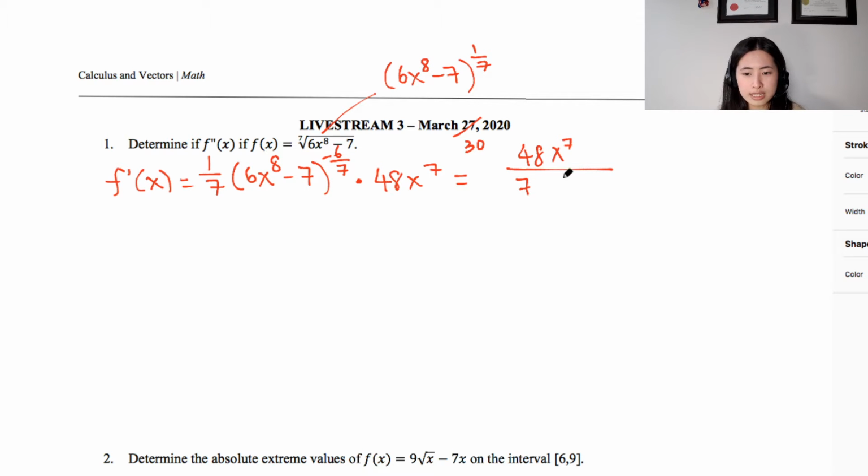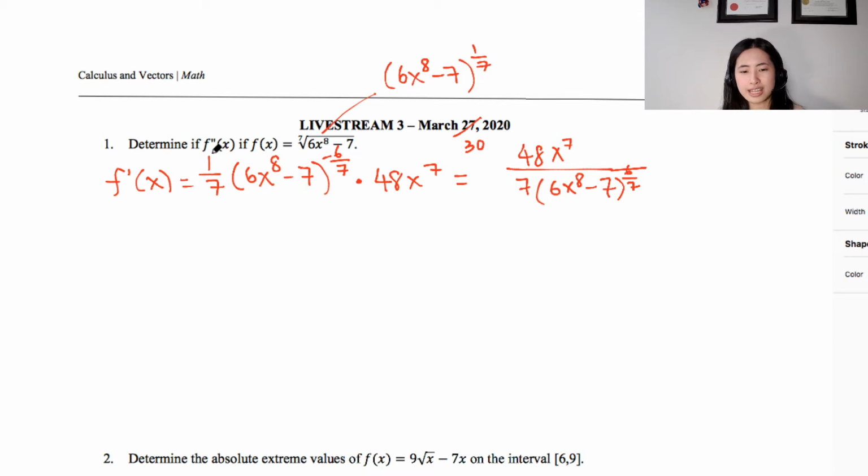And this would be 7, and this is just 6x raised to the power of 8 minus 7, and this is raised to the power of 6 over 7. There we go. Okay, so that's your first derivative, right?